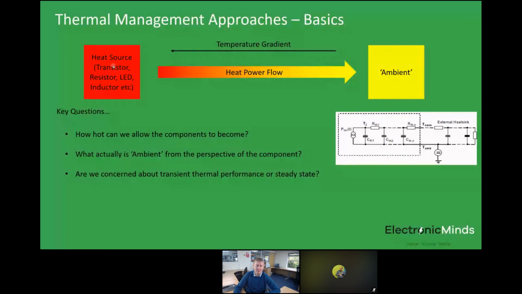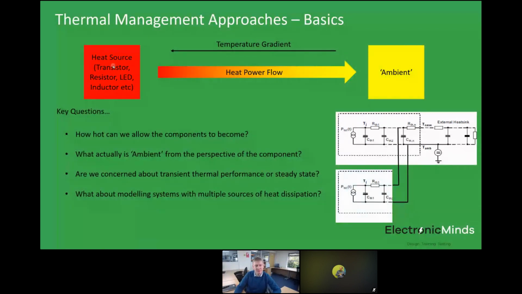The next point is, are we concerned about the transient thermal performance of our system or steady state? So again, we need to know what it is we're trying to model here and what we're trying to protect the components against. And what about applications where you've got multiple sources of heat dissipation? So you've got power transistors, you've got magnetics, you've got gate drive circuits. All of these feed heat at various different points into our, if you like, system level thermal model, and therefore the heat generation of one component can influence the local ambient of another component. So it's difficult to look at one component in complete isolation of everything else in the system.